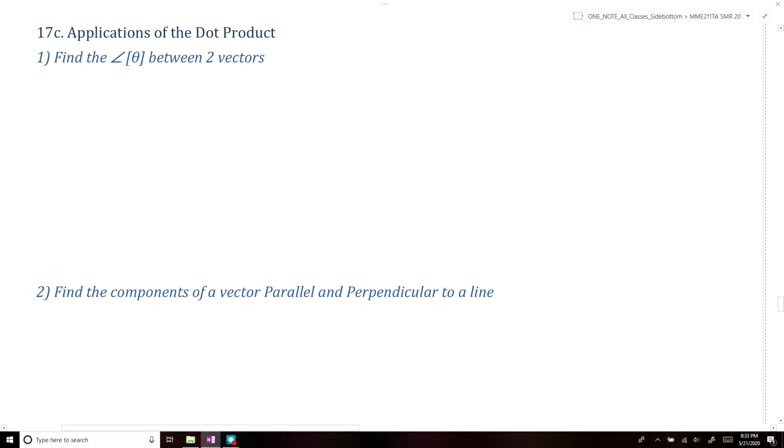So in this video, we're going to cover the applications of the dot product in this course. We'll typically use the dot product in two cases. The first case is if we want to determine the angle between any two vectors.